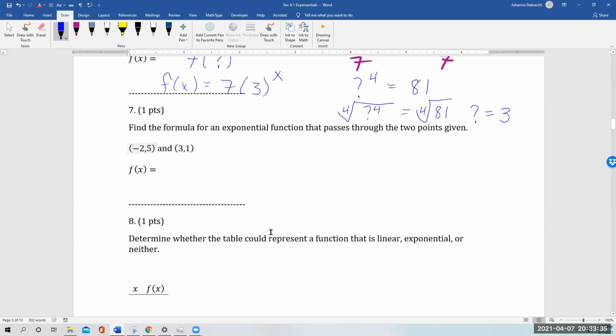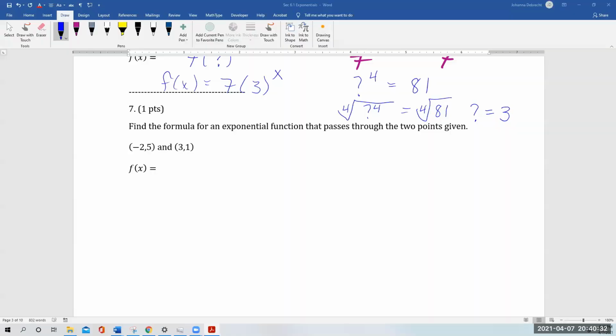Let's look at the next problem. In the next problem, we do not have the initial value. What we have is the value at 2 different points in time. How are we going to solve this particular problem? First, we need to figure out what the rate of growth is. In this particular problem, our 2 points are (-2, 5) and (3, 1). Neither one of these has 0 as the first coordinate, so neither one of them is the initial condition.